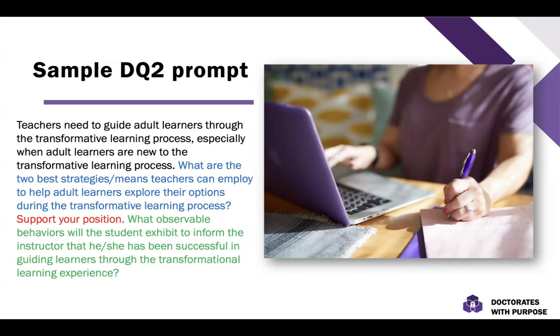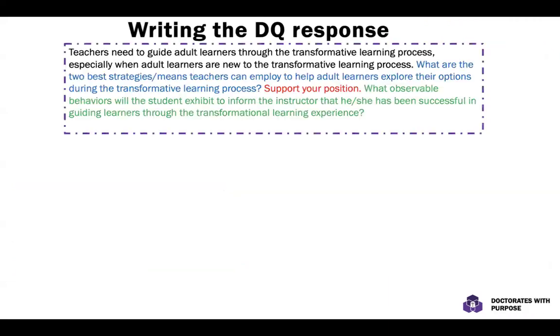And then the next one is another question that's also embedded into this prompt. What observable behaviors will the student exhibit to inform the instructor that he or she has been successful in guiding learners through the transformational learning experience? So here's that prompt again at the top. Now, this response is a little different.